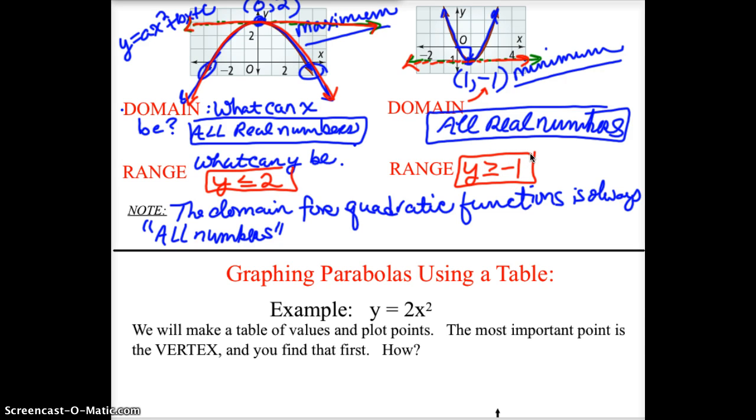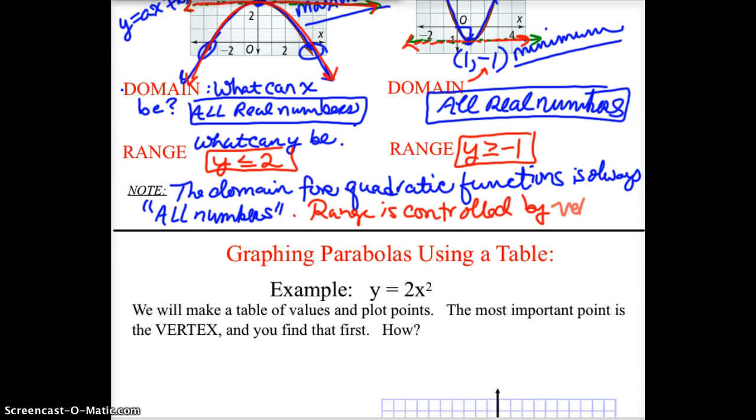So for the range, it's controlled by the vertex. Wherever that vertex is, you draw a horizontal line and consider it a fence, and you're never going to get past that fence.